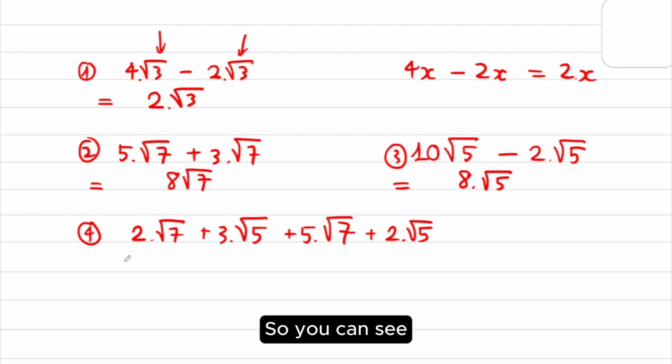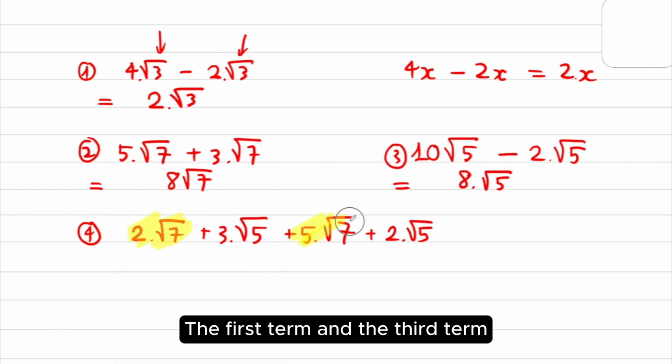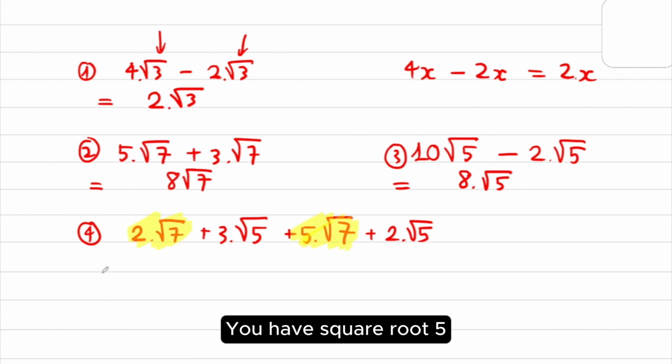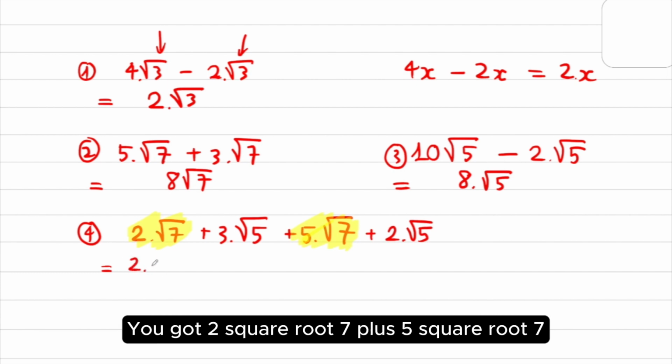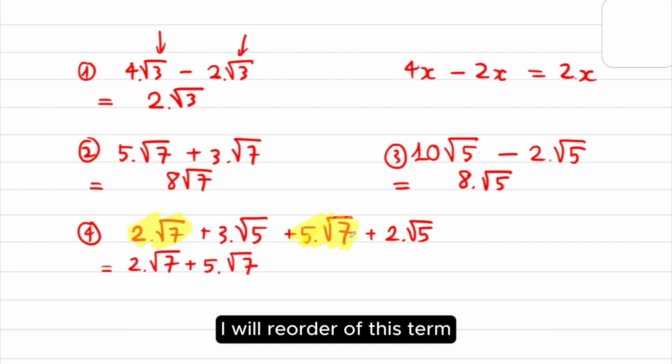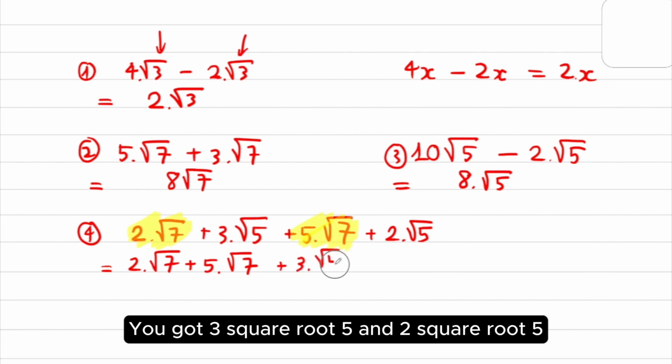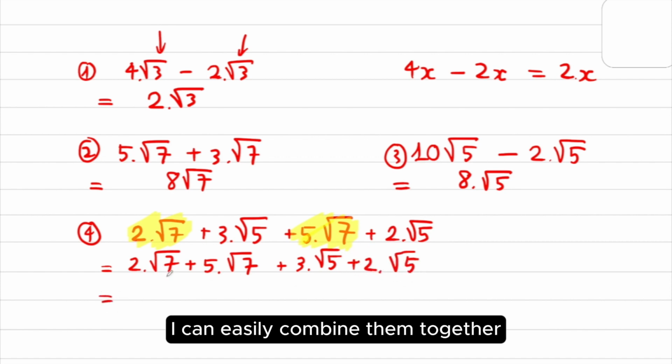You can see square root 7 is in the first term and the third term, and the second term and the last term have square root of 5. So I will combine them like this. You have 2 square root 7 plus 5 square root 7. I will reorder the terms so they stand next to each other. And then for the remaining two terms, you have 3 square root 5 and 2 square root 5. With this writing, I can easily combine them together.